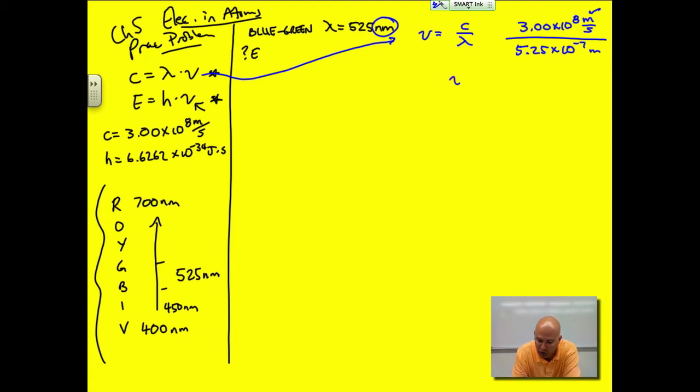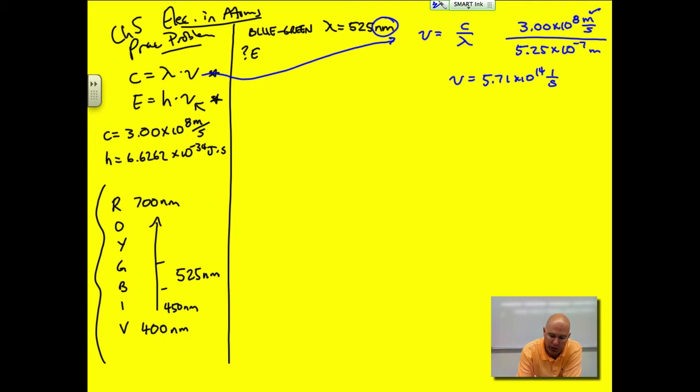If I now solve for that on my calculator, and again I remind you, when you type it into your calculator, you're just going to use the EE key: 3.00 EE 8 divided by 5.25 EE negative 7 equals 5.71 times 10 to the 14th, 1 over s. Again, 1 over s is cycles per second. That gives me my frequency.